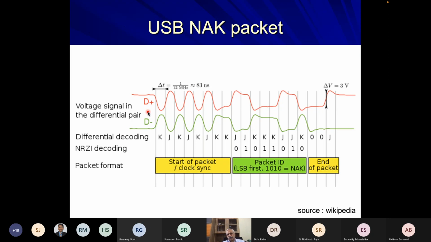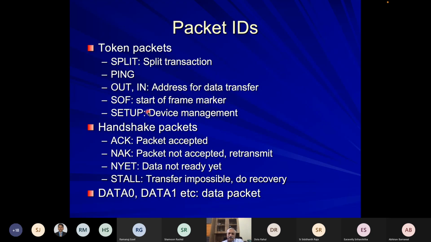And over these wires you carry different packets. So let me show you. The packets are different types. Again, they are data packets and they are handshake packets. They are not separate handshake wires. So it is exchange of packets which does handshake. Okay, there are token packets.